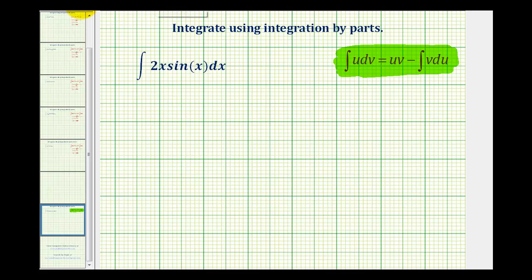And for this example, that may not be a lot of help because both of these are easy to integrate and differentiate. But if we did choose u equals 2x, differential u would be simpler. It would just be 2 dx. And if we selected u equals sine x, differential u would be cosine x dx, which is not any simpler. So that means that dv is going to have to be sine x dx.